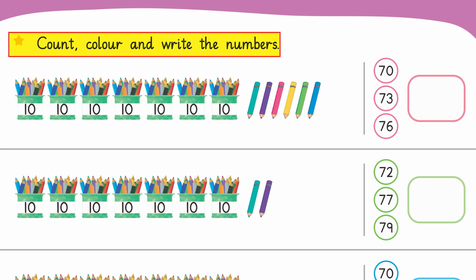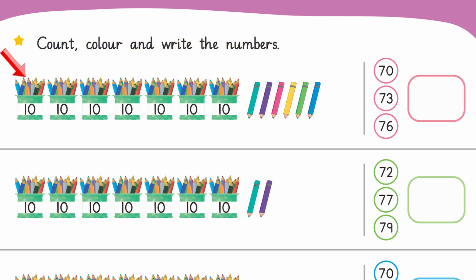ठीक है, यहाँ पे again we have some group of pencils and individual pencils as well. So 10, 20, 30, 40, 50, 60 and 70, 71, 72, 73, 74, 75 and 76. So here you have to color 76 and write 76 over here as well.